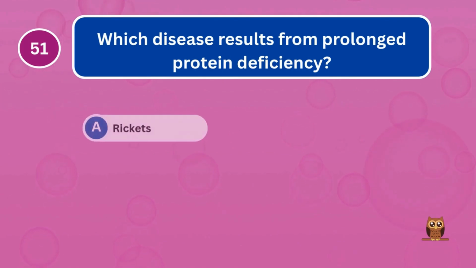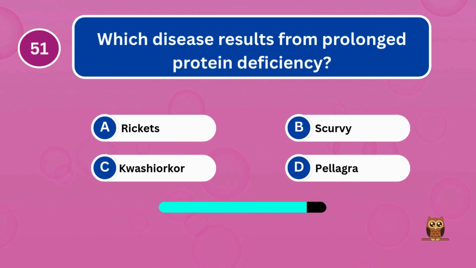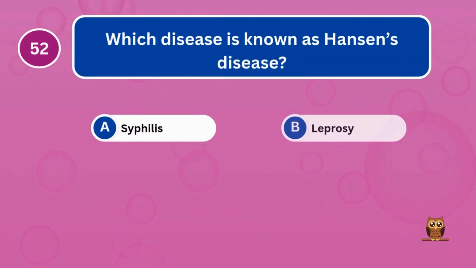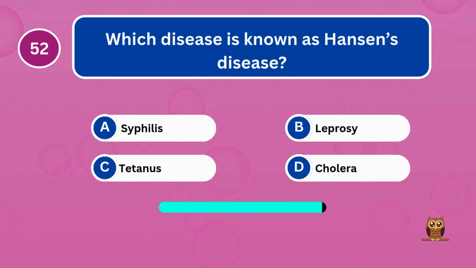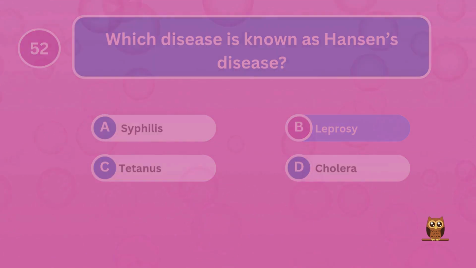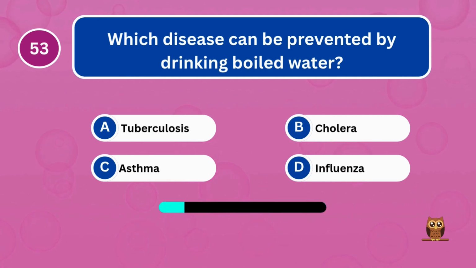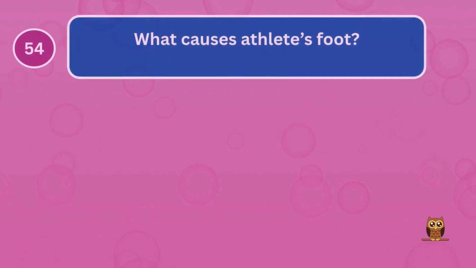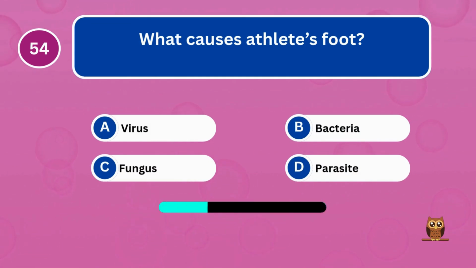Which disease results from prolonged protein deficiency? Kwashiorkor. Which disease is known as Hansen's disease? Leprosy. Which disease can be prevented by drinking boiled water? Cholera. What causes athlete's foot? Fungus.